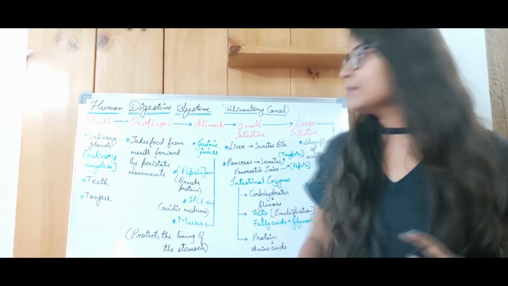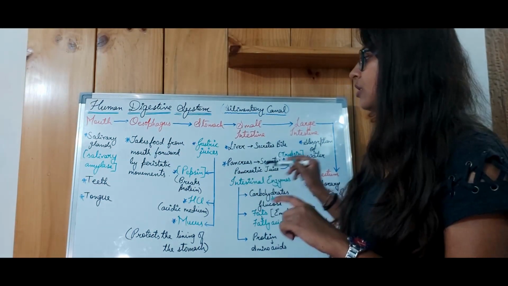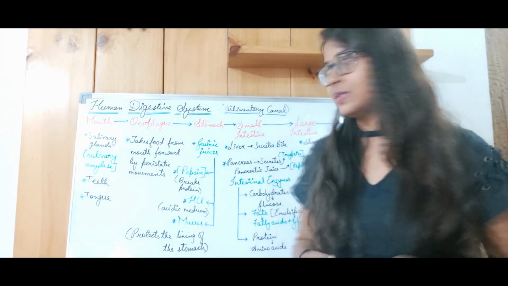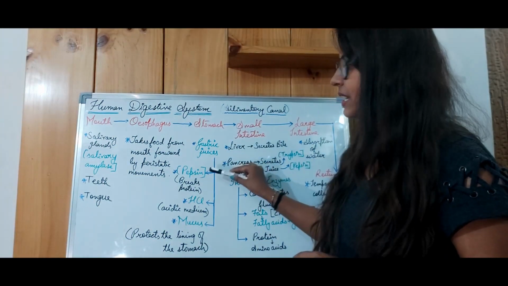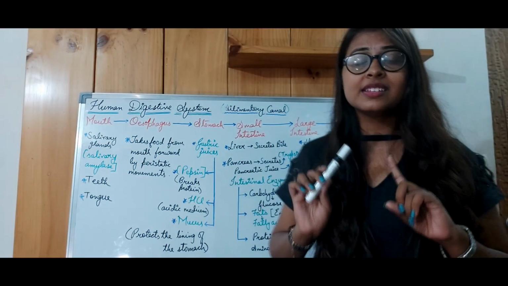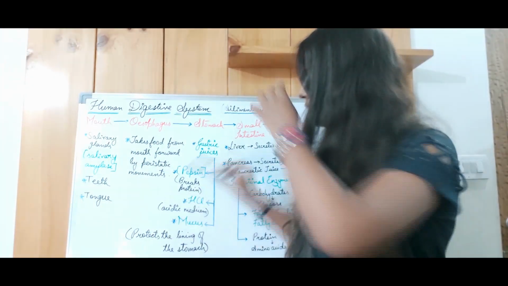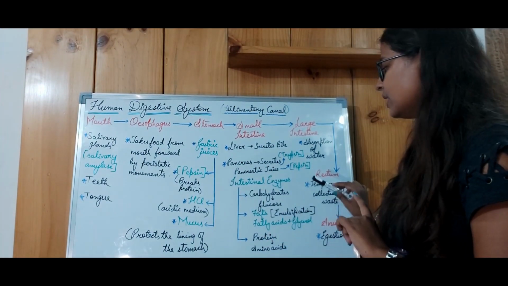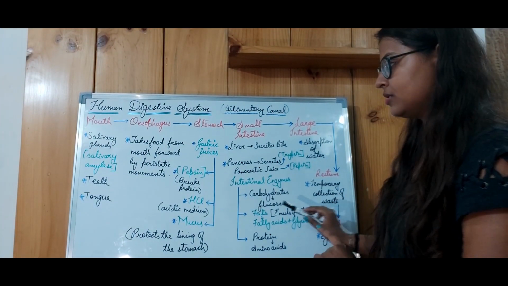Whatever are the enzymes, I've highlighted them and put them in square brackets so you can differentiate them from all the other kinds of juices. So the enzyme is pepsin. Pepsin basically works on protein. Protein is hard to digest. So it breaks the protein and converts it into amino acids that will be finally done in small intestine.